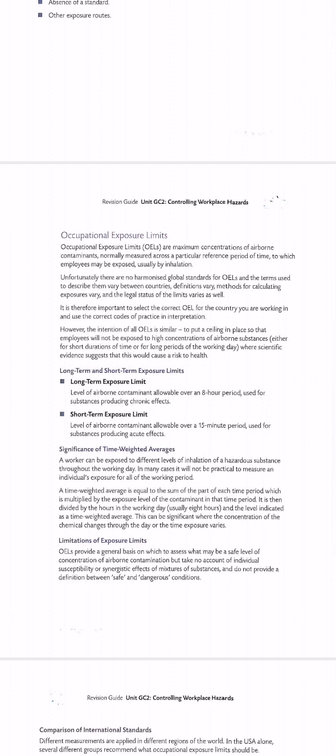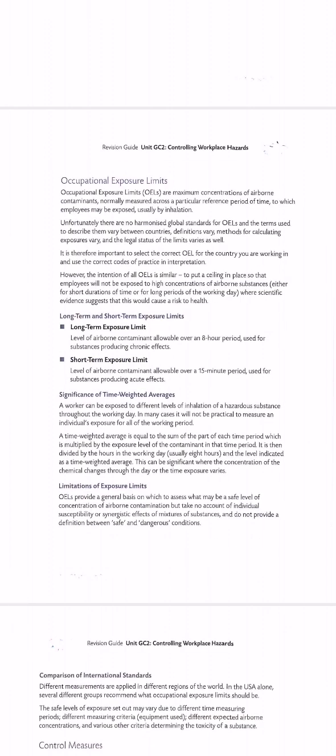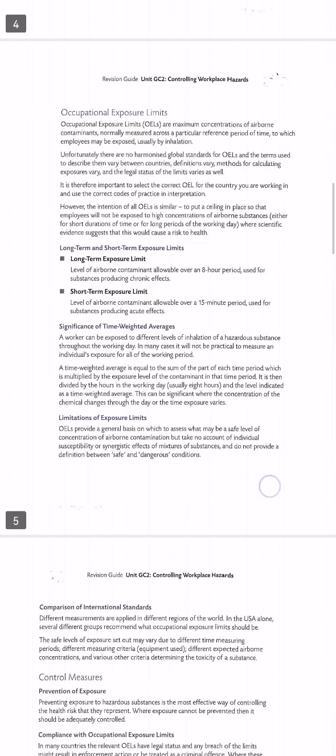Then you have short-term exposure limits. What are long-term exposure limits? The level of airborne contamination allowable over an 8 hour period, used for a substance that produces chronic effects. Then short-term exposure: the level of airborne contamination allowed over a 15 minute period, used for a substance that produces acute effects. So for the long term you have 8 hours, then for the short term you have 15 minutes. It depends on the toxicity.